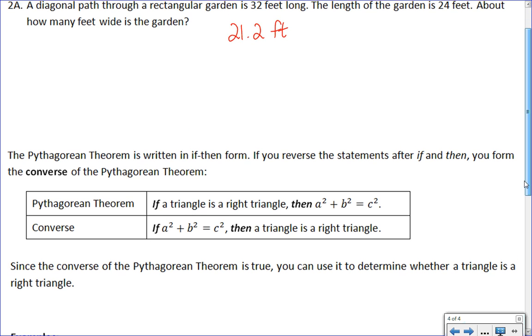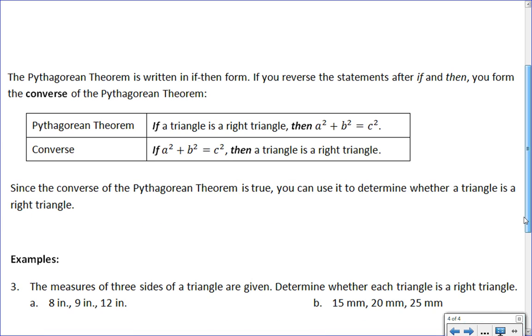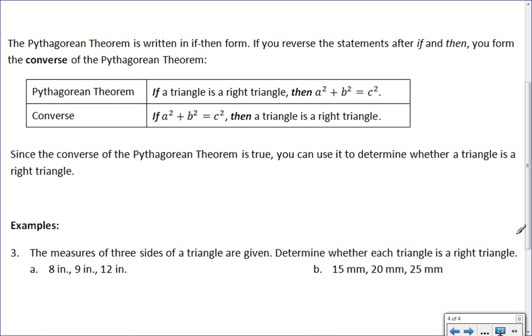Okay, there's one other thing that Pythagorean theorem is useful for. The Pythagorean theorem is written in if-then form. So if a triangle is a right triangle, then a squared plus b squared equals c squared. If you reverse the statements after if and then, you form the converse of the Pythagorean theorem. So notice the only thing that's been changed from the Pythagorean theorem to its converse is that this portion here has been switched with this portion.